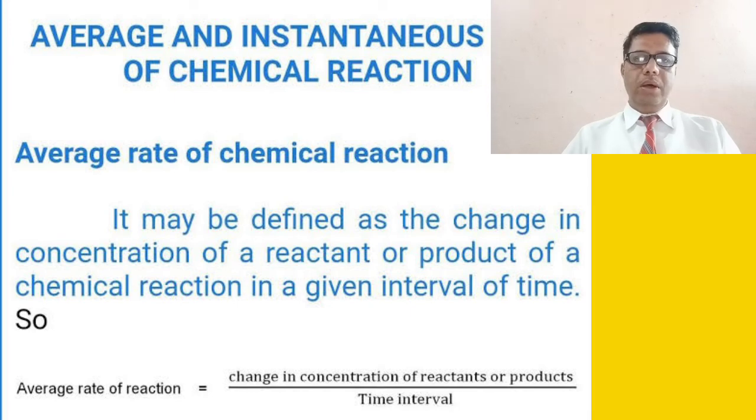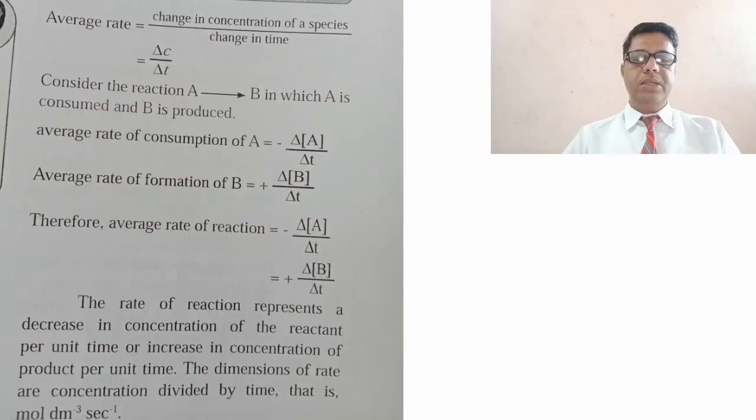As time goes on, there is a consumption of reactants and simultaneously a formation of products C and D. So it is equal to delta C by delta T. Delta C is the change in concentration of species. This is the Greek symbol delta, and C is the concentration of species, reactants and products, and delta T is the change in time, or the time interval through which these changes take place.